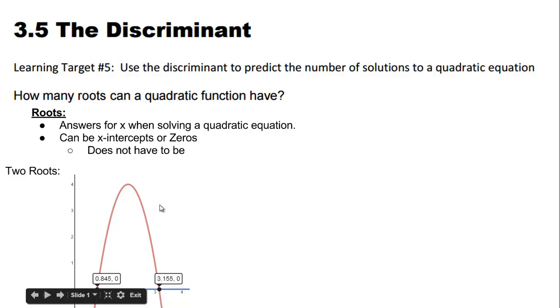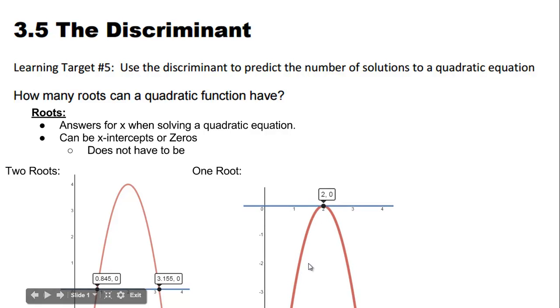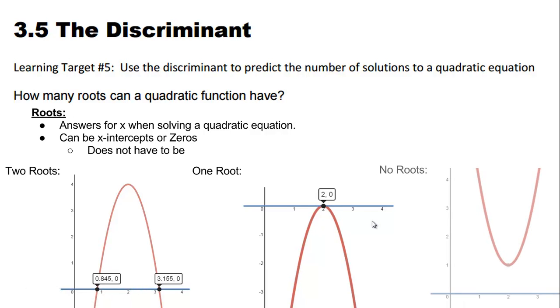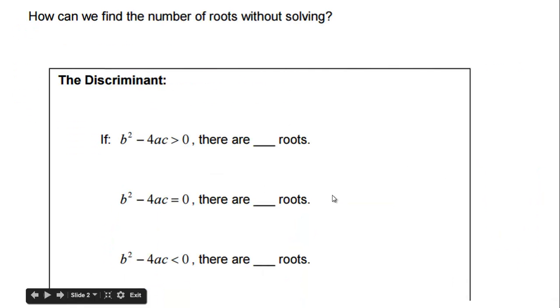You could also talk about where the y value equals 3, and it has two roots as well. An equation could have one root, so where the y value equals 0 here, it only hits it once, or it could have no roots, and that's where it doesn't hit 0 at all. Okay. How can we find the number of roots without solving?